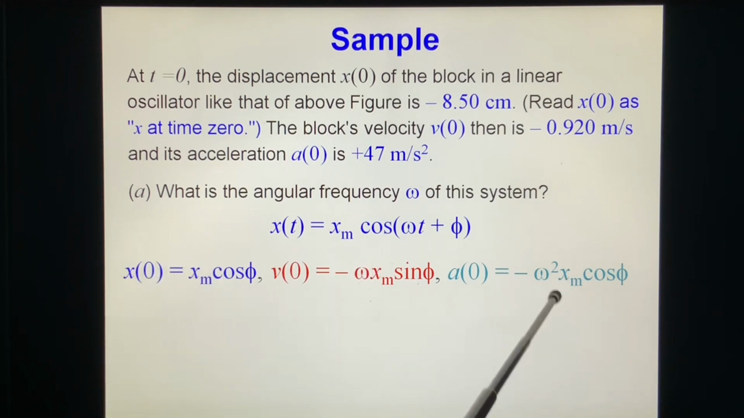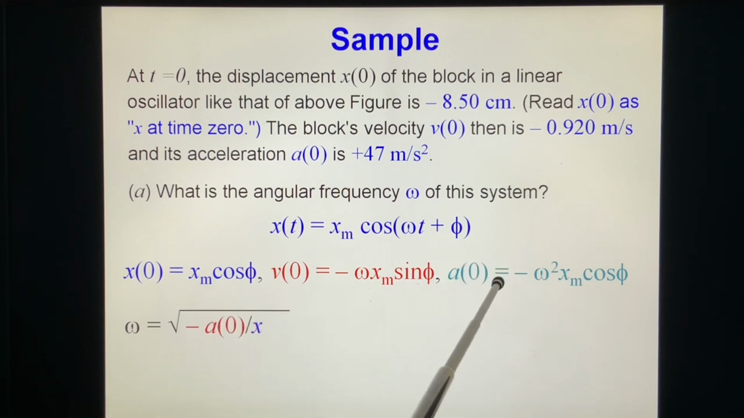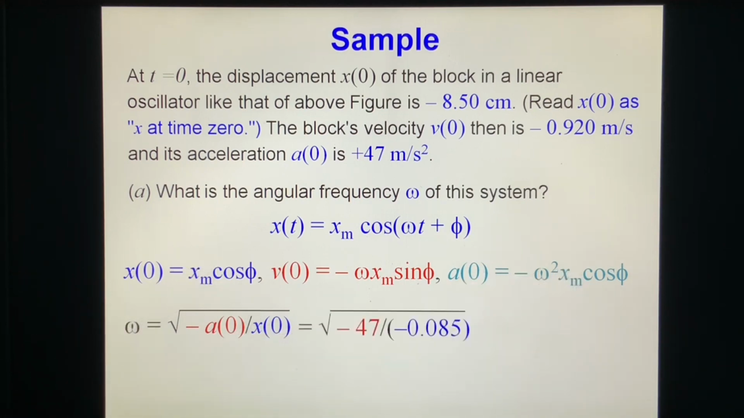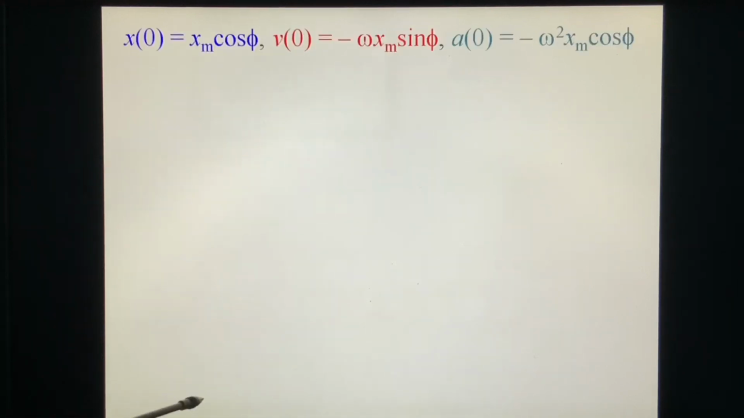If it's xm cosine, we divide a0 by x0, with a minus sign, and we can cancel out the xm cosine. We get omega squared, and then we get omega. Once we get omega, see what else we can do. The frequency equals angular frequency divided by 2 pi. You get this one. Once we get f, the reverse is the period T.